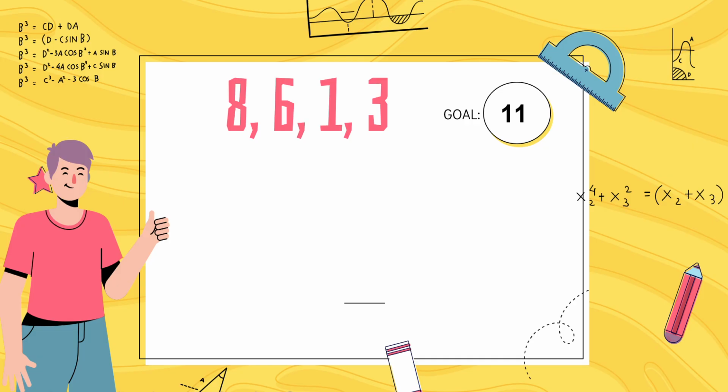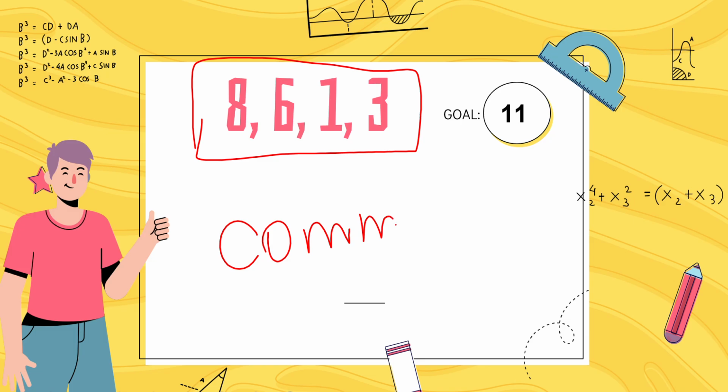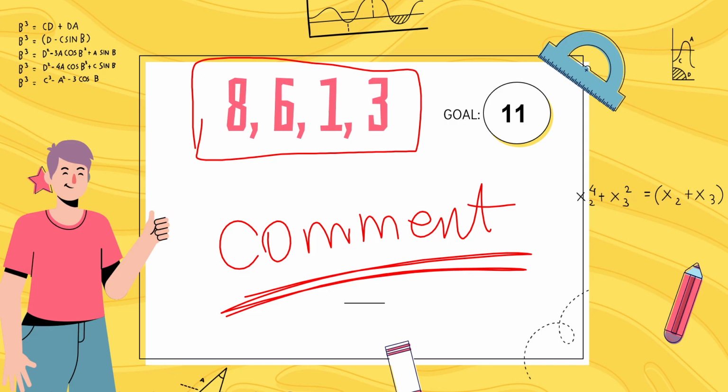Is this the final one? Yep, this is the last one. So you have numbers 8, 6, 1, and 3. You need to play with the numbers so that you get 11 as your final answer. But you know what we are going to do this time? I won't solve it on the screen. This one is for you. Challenge yourself. Try to do it and write a comment with your final answer. I can't wait to see if you got the final one.